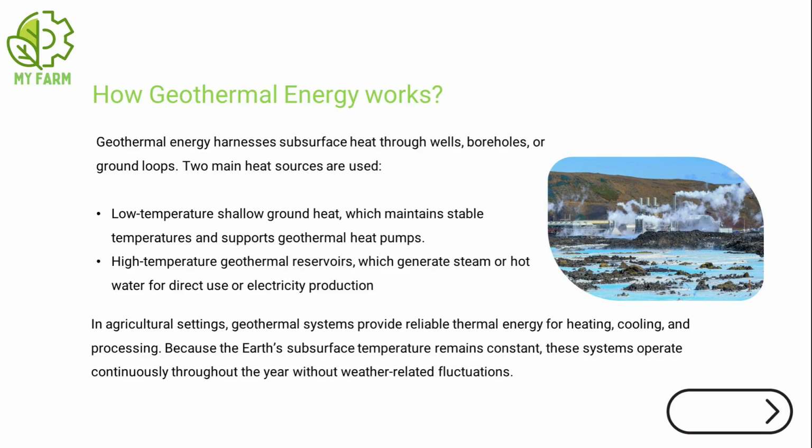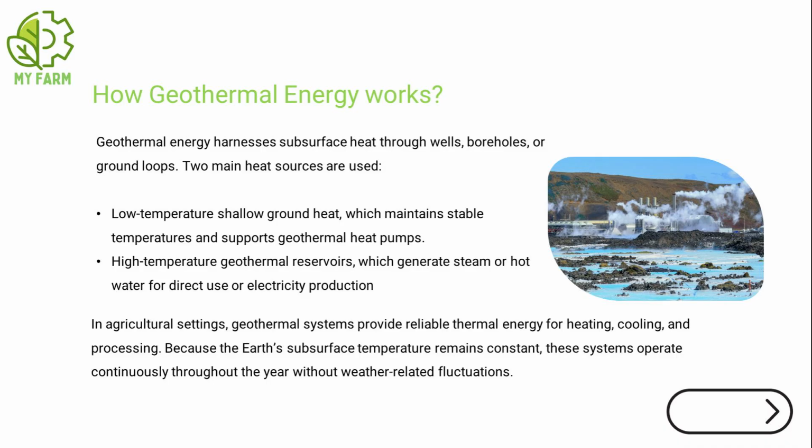In agriculture, we generally distinguish between two main geothermal resources. The first is low-temperature shallow ground heat, found only a few meters below the soil surface. The temperature here stays constant throughout the year, typically ranging from 10 to 16 degrees Celsius. This stable thermal zone is ideal for geothermal heat pumps, which can provide both heating and cooling.